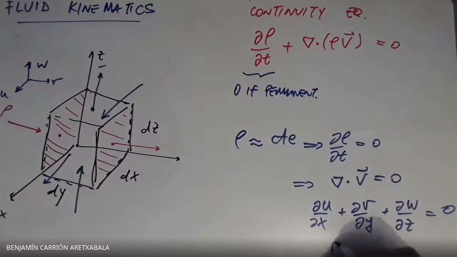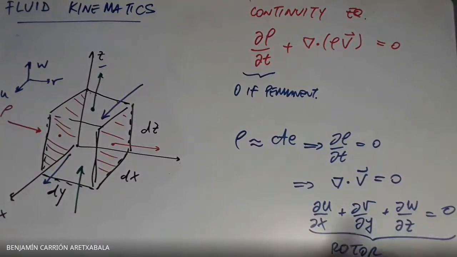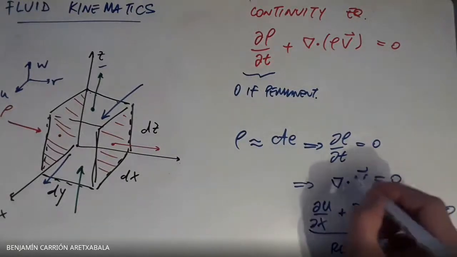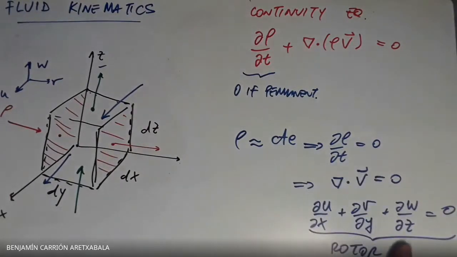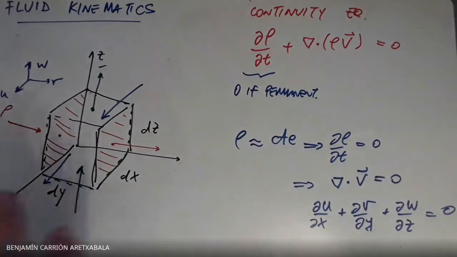This is sometimes called the rotor. I don't know if that's the name in English, or the vorticity. Okay, no, I'm sorry, the vorticity is nabla cross product. So I'm not sure about that, maybe I messed up the concept. But basically, what this is saying is that if the density is constant in time and space, then all change in mass has to do with how the velocity is aligned.